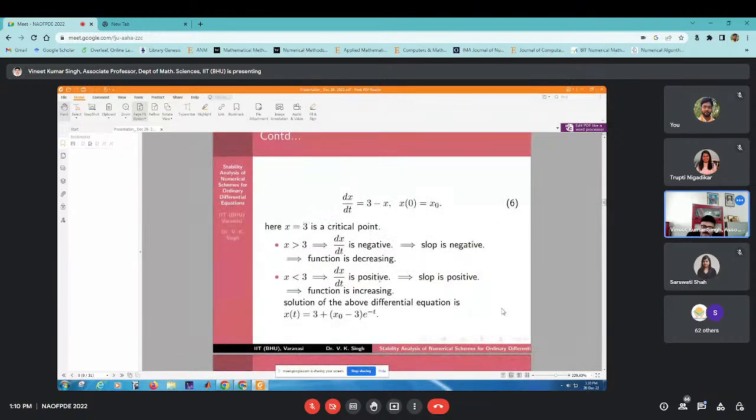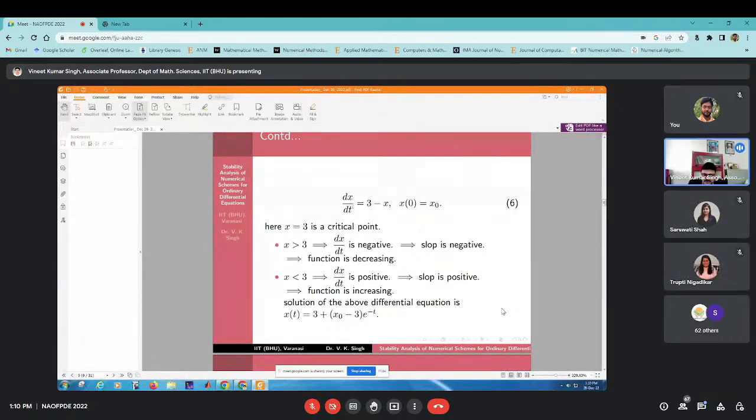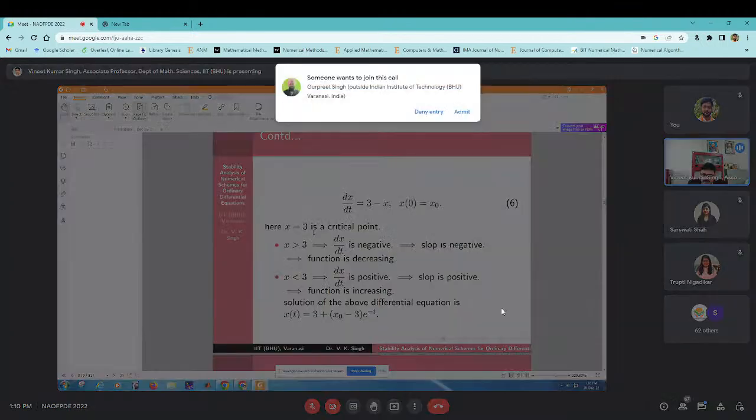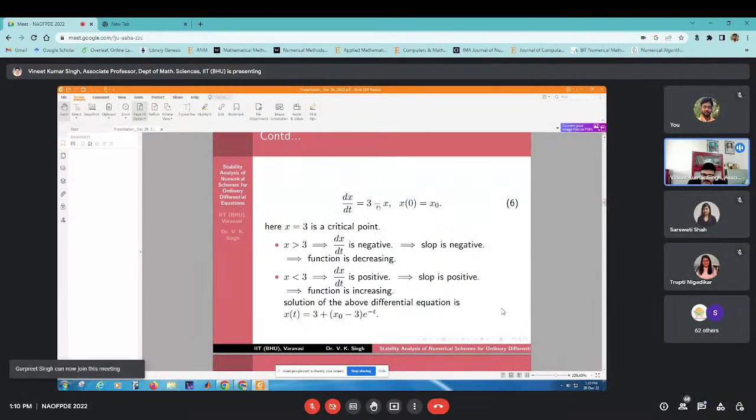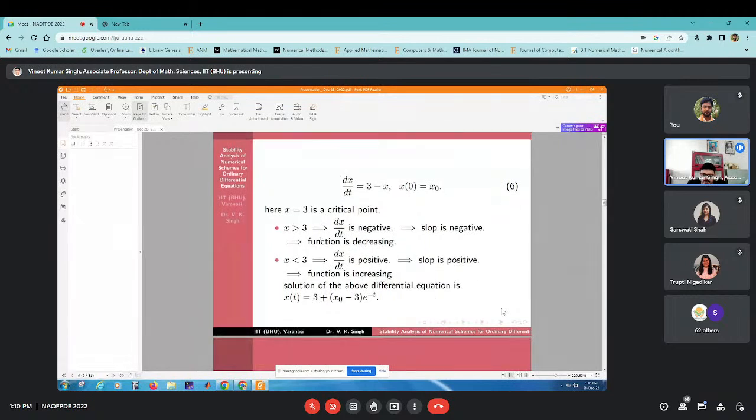Look at this example. Through this example, we can analyze why this differential equation is stable. This is dx by dt equal to 3 minus x with some initial conditions. Now look here, x equal to 3 is the critical point, that is the equilibrium point, because 3 minus x will be 0 when x is 3. Now we need to judge the behavior of the tangent line to the solution. What would be the nature of the solution, and what would be the nature of the tangent line to the solution.